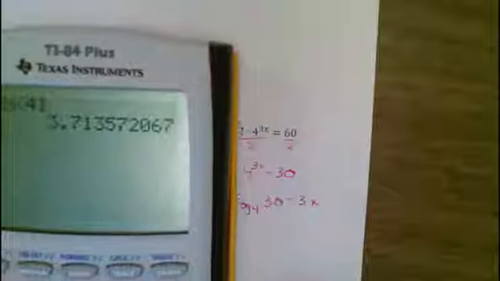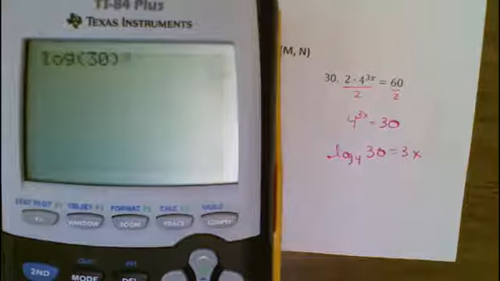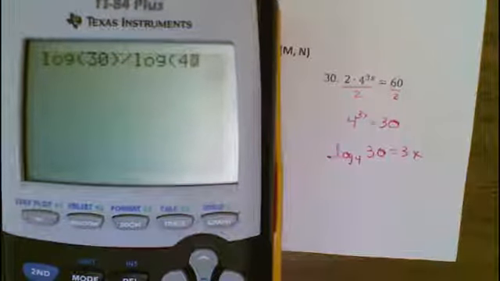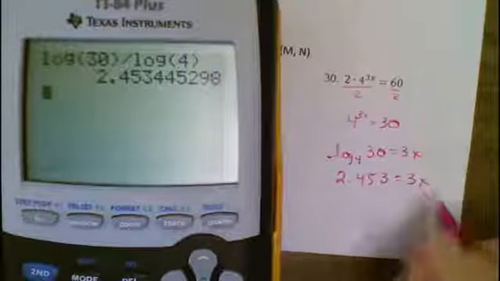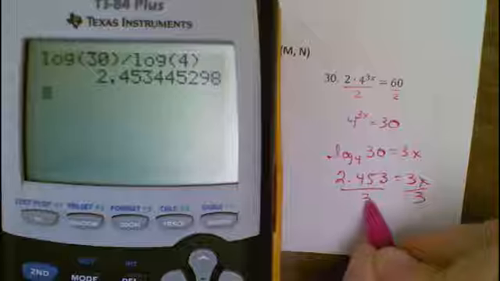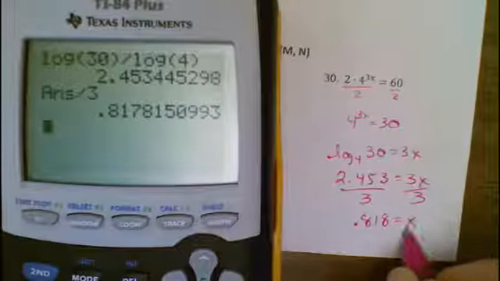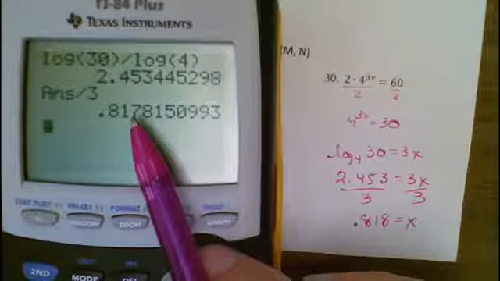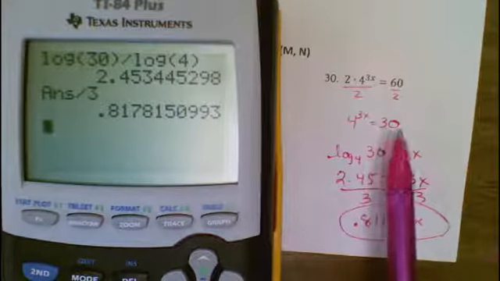To do that on my calculator, if I want to find the log base 4 of 30, I'm going to take the log of 30, close my parentheses, divide it by the log of my base 4. So I get 2.453 equals 3x, and that's a 4, so I only go to 3. Divide by 3 to solve for x. I get 0.818. When I round that, I have to round the 7 up to an 8, so 0.818. So you get the base by itself, then you use logarithms to solve it.